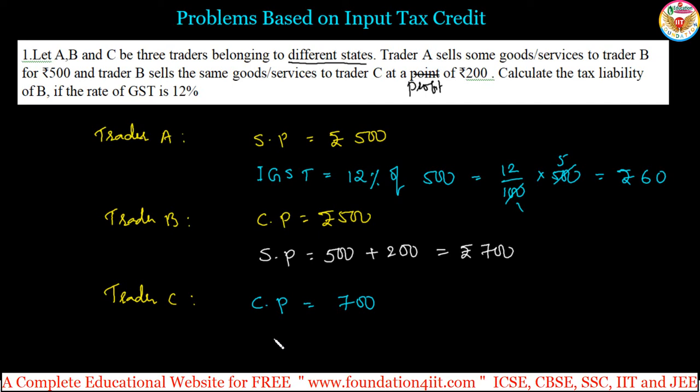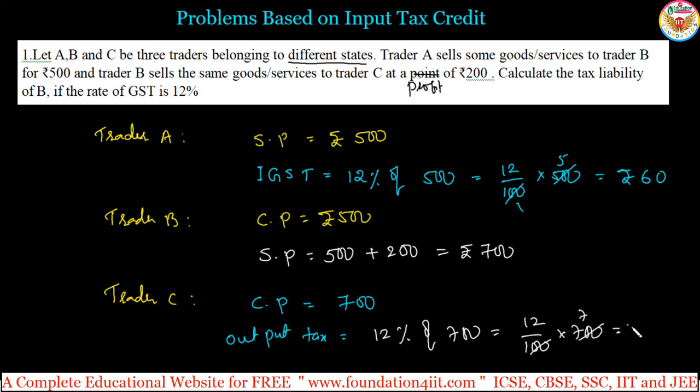His cost price is 700 along with the previous person's profit. Now output tax. So finally C didn't sell to anyone. So C is the final one. Then output tax is the final tax. That means on this cost price of 700, he didn't sell to anyone. So on this 700 only you have to calculate 12%. Now same tax, so 12% of 700. So 12 divided by 100 into 700. This 7 times 12 is rupees 84.